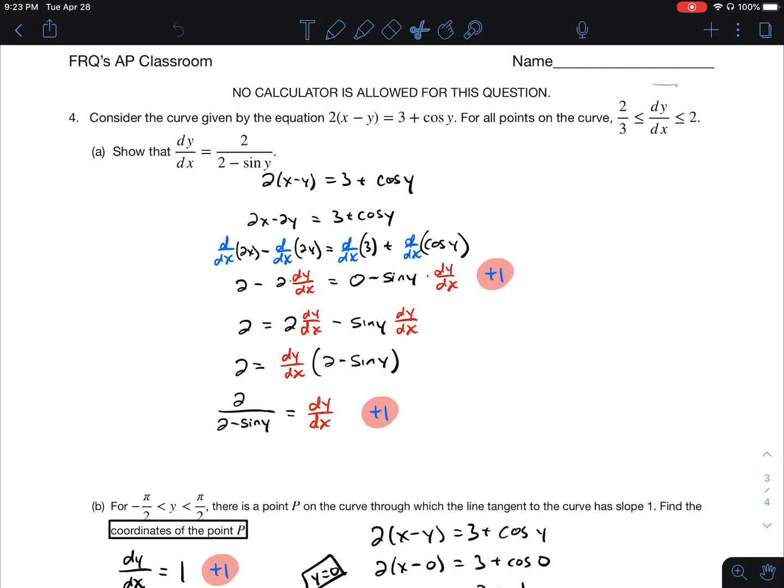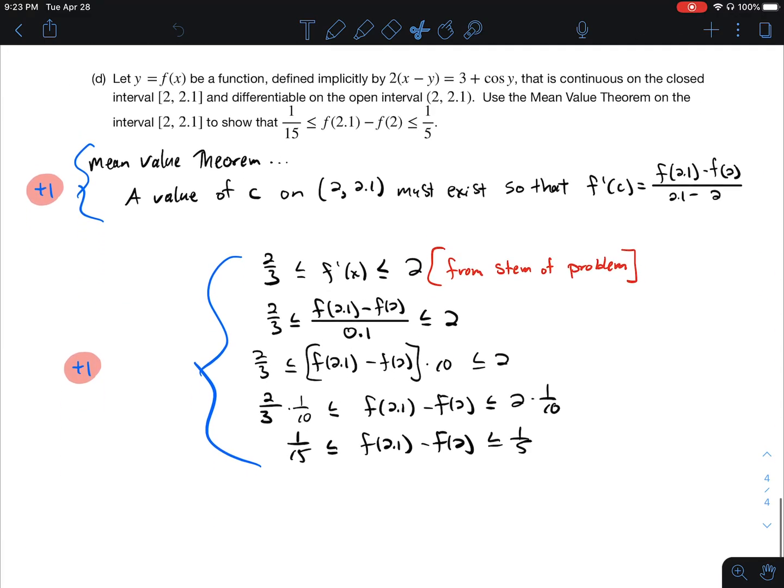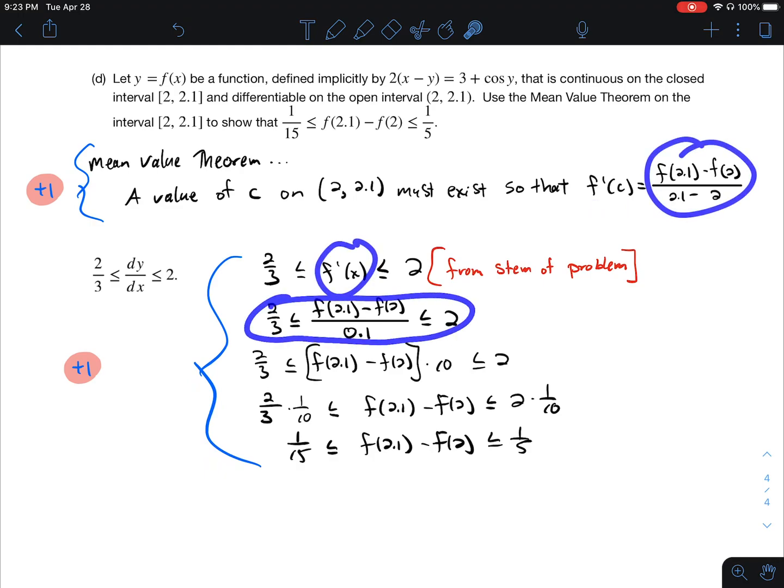So if I just take this, copy it, and bring it down here so you can see, that's what I just wrote here in the middle. This is saying the same thing as this. And we're saying that f prime of x, or f prime of c, is equal to this. So that means I can replace this with this and get this inequality right here.